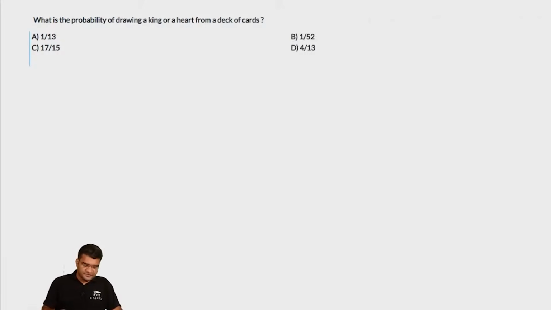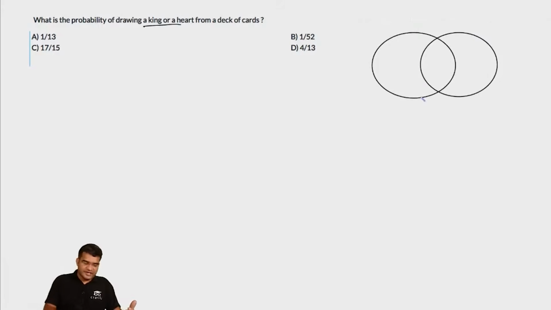In this question, we are asked to find out the probability of drawing a king or a heart from a deck of cards. Let us look at it as 2 different events, and let us also look at the probability of the combined event. That is, let us first look at the probability of drawing a king. Then we look at the probability of drawing a heart. This is probability of drawing a king, and this is probability of drawing a heart.